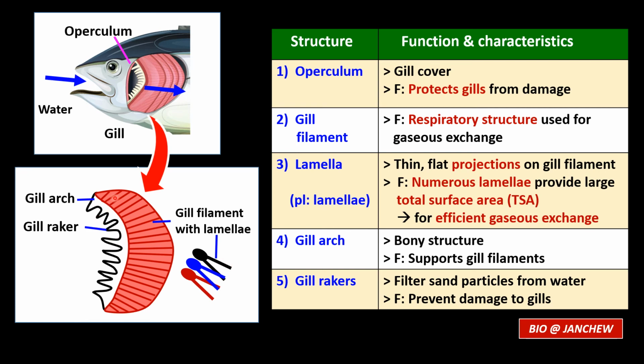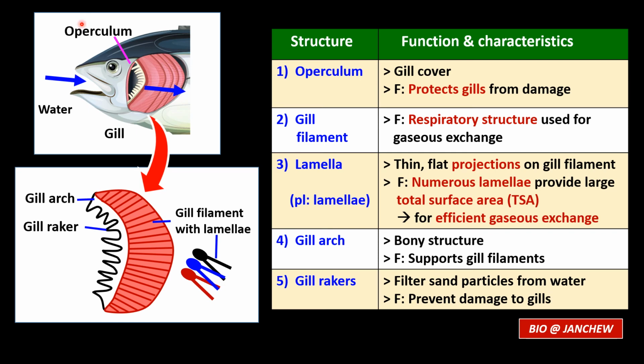Then the gill filaments are supported by a bony structure called the gill arch, the white part here. So on the gill arch, there are many gill rakers, which are projections that stick out like this. So when the water flows into the mouth and out past the gills here, the water may contain sand particles that may damage the gills. So these gill rakers help to filter the sand particles from the water and prevent damage to the gills.